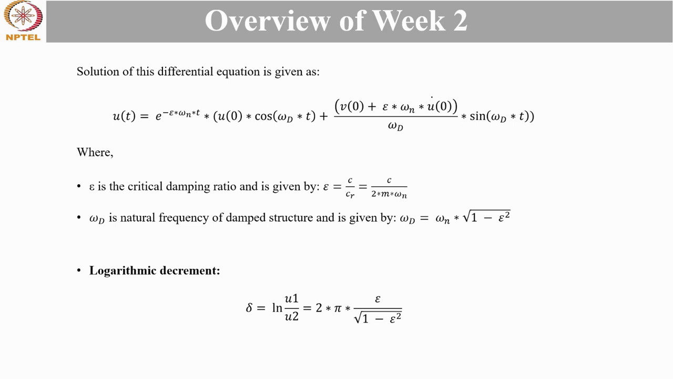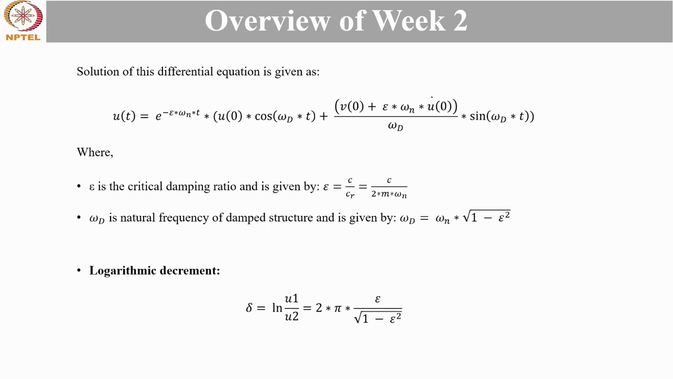These relations you need to remember so that you can easily solve the equation. That's why I've summarized everything into a single slide so that you can easily relate to the relations while solving the question. And omega d is the natural frequency of the damped structure, and it is given as omega d is equal to omega n times under root of 1 minus epsilon square.